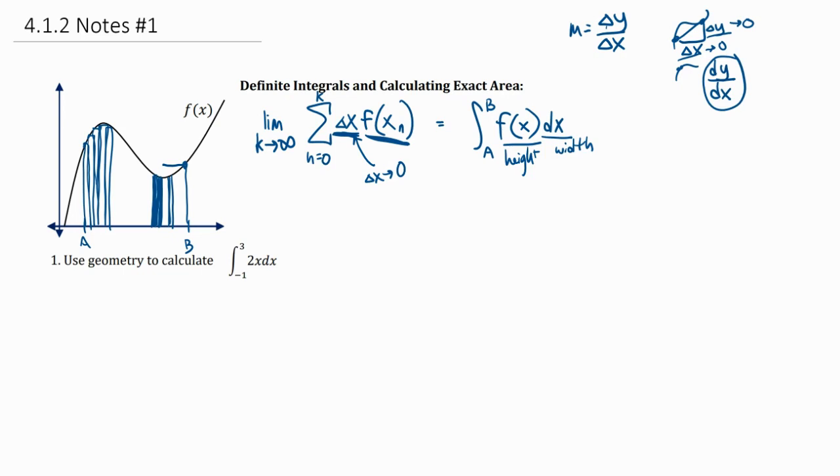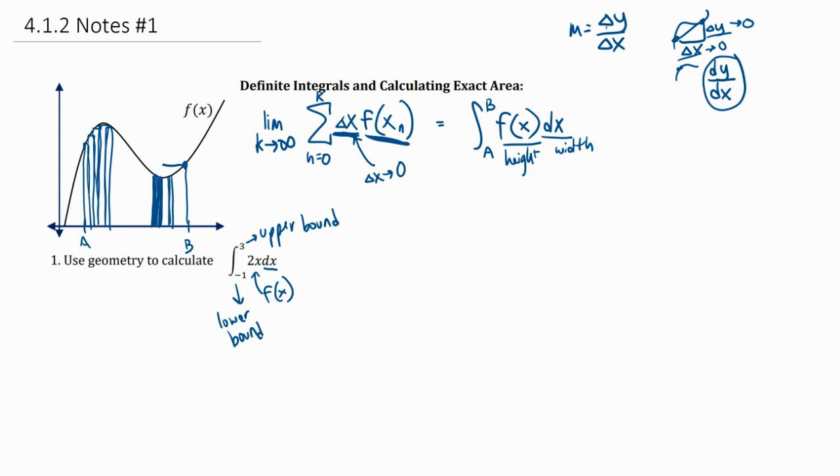Okay. So when you're looking at this example here, it says use geometry to calculate the integral from -1 to 3 of 2x dx. So again, the dx part just represents the width of each rectangle approaching 0. What's the height of each rectangle? 2x. So in this case, f of x is 2x. So the dx is there. It's a notational thing. It means it's our width. Our widths are approaching 0. F of x is going to be the 2x part. And then -1 to 3, 3 is our upper bound, and -1 is our lower bound.